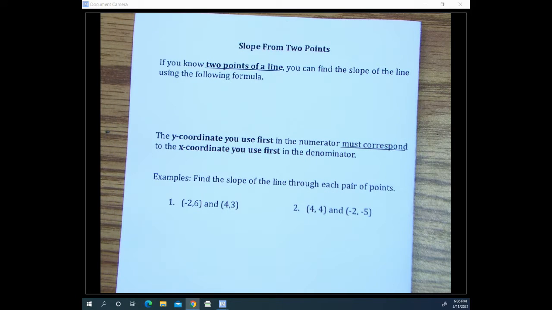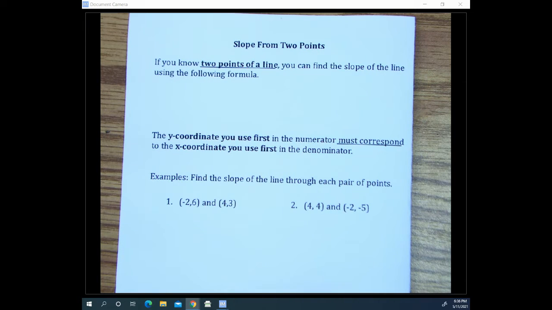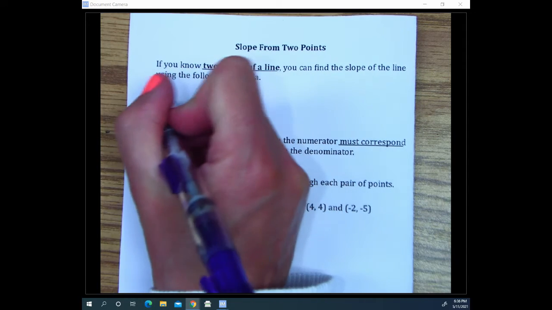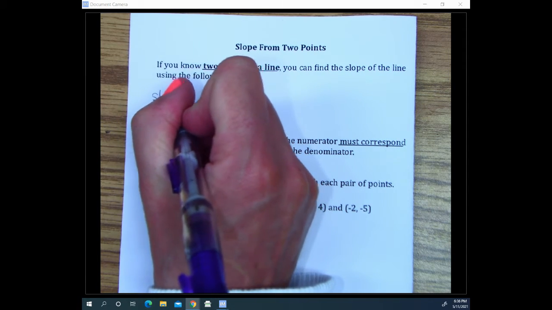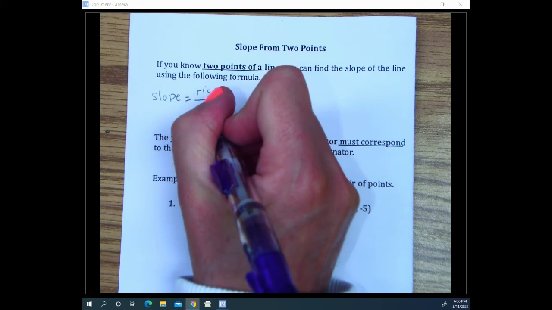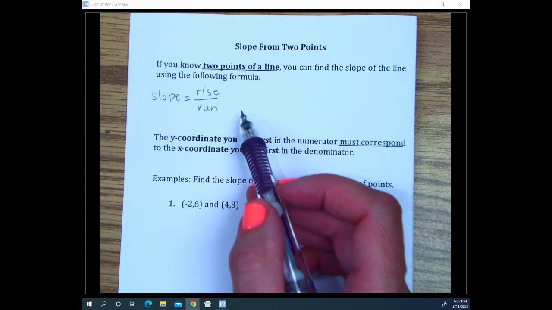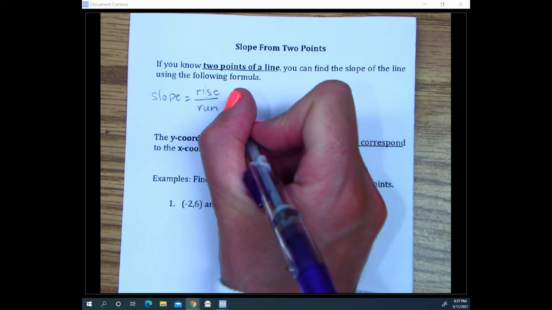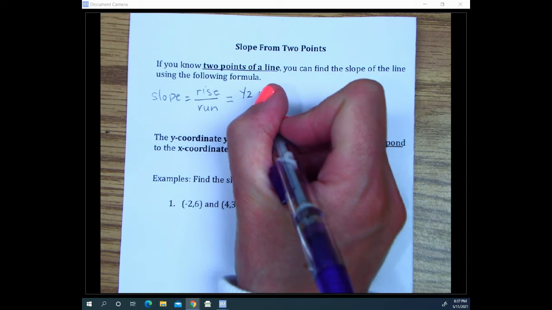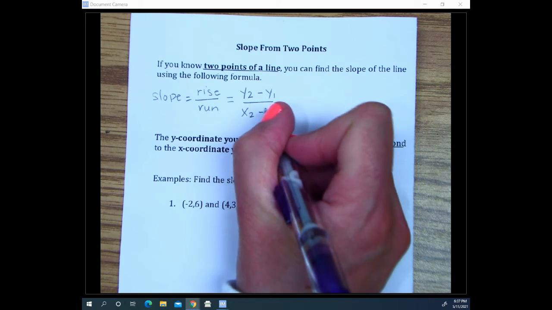Today we are going to learn how to find the slope from 2 points. So if you know 2 points of a line, you can find the slope of the line using the following formula. So we know that slope equals the rise over the run, meaning how far up or down between 2 points and how far to the left or right between 2 points. So if we're given the points, then we can use this formula. y2 minus y1 over x2 minus x1.